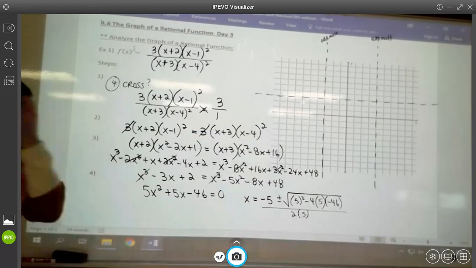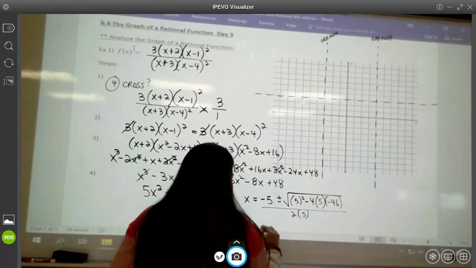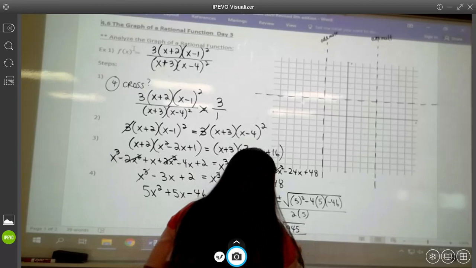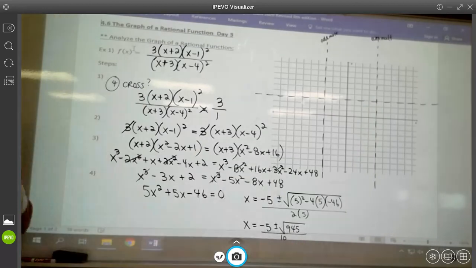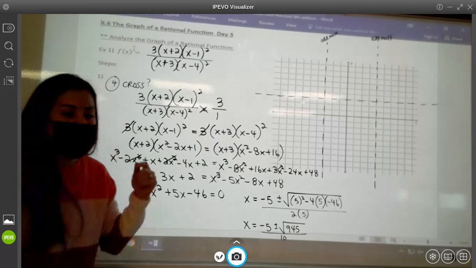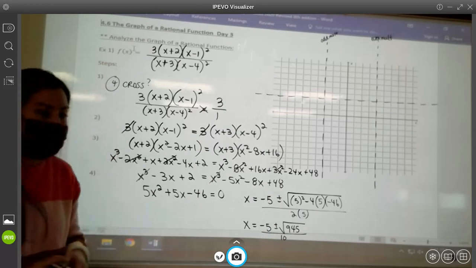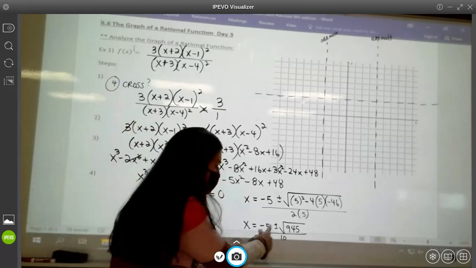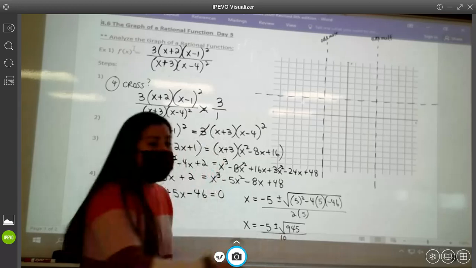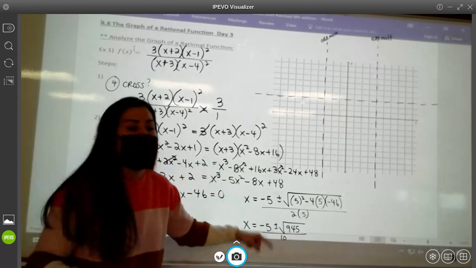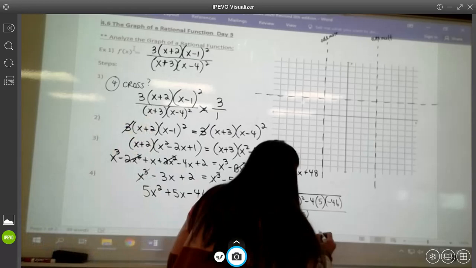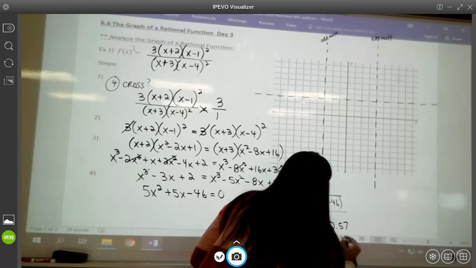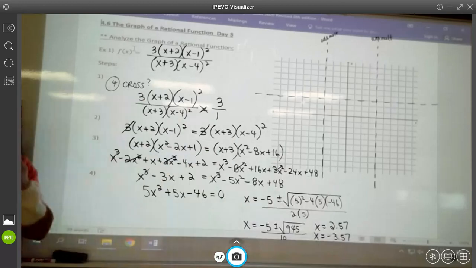All right, plug it into the quadratic formula. So you end up with x equals -5 plus or minus the square root of 945 divided by 10. So guys, use your calculator and get an estimation. What numbers are these? Do -5 plus the square root of 945 divided by 10, and do -5 minus the square root of 945 divided by 10. And you end up with x equals 2.57 and x equals -3.57-ish when you round them.